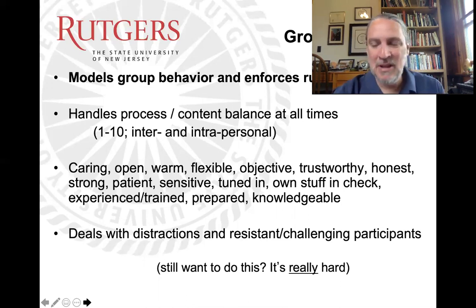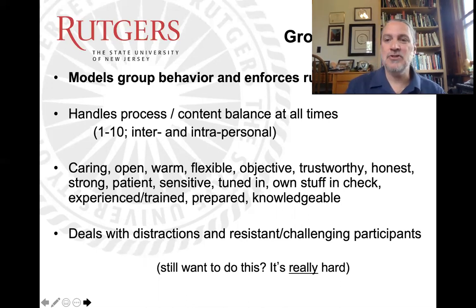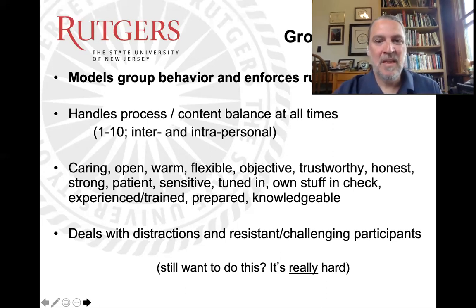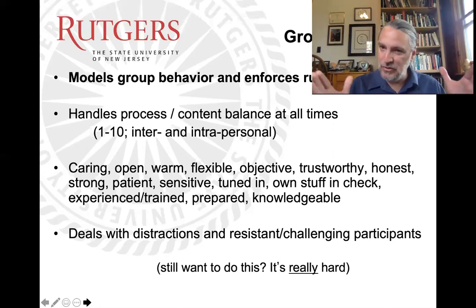So one of the main roles of the facilitator is to model the group behavior. The facilitator should be on time. The facilitator should end group on time. The facilitator should be able to politely and impersonally enforce group rules and, in a way, be the conscience of the group. The facilitator also handles what's called the balance between content and process. And we'll talk more about that in detail. Content is sort of the written material that goes into the group. The process is the interaction between the people in the group, but we'll get more into that.